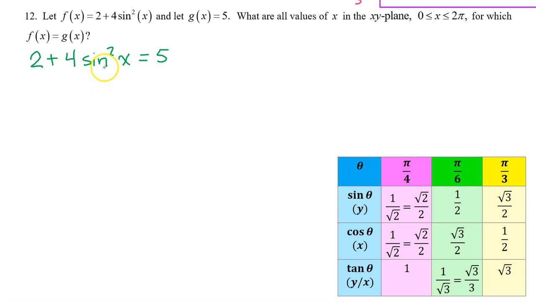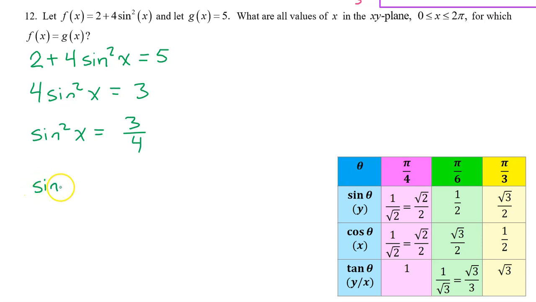We need to isolate the sine squared x part. So let's subtract 2 from both sides, leaving 4 sine squared x is equal to 3. Next, let's divide both sides by 4. So we have sine squared x is equal to 3 over 4. We can unsquare this by taking the square root of both sides of this equation. That will leave sine x on the left-hand side, and on the right side we will have plus or minus.